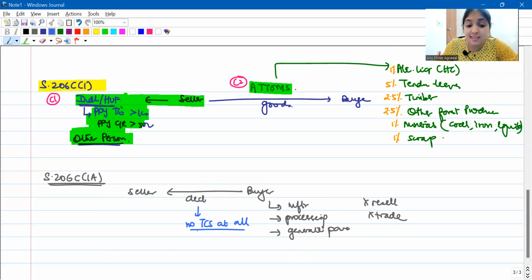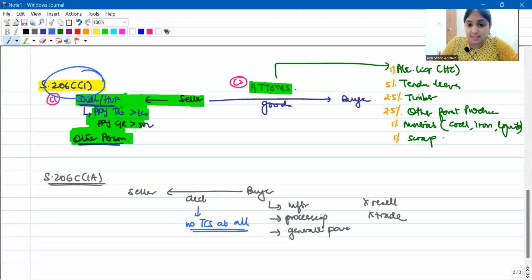Guys, I'm saying no TCS at all, which means not only under this section, under any other section also, no TCS at all. Are you understanding this? Yes, so if he's giving this declaration, then no TCS at all. In that case, the seller will not collect tax.